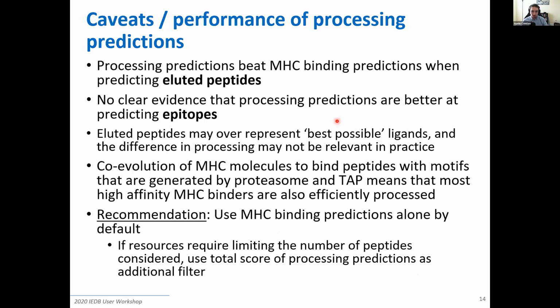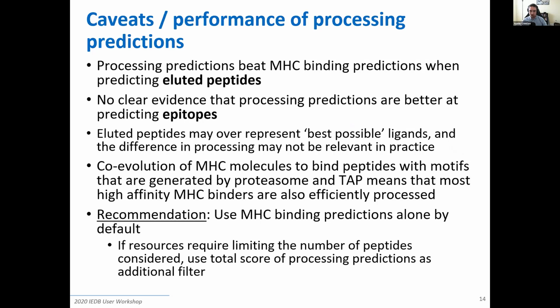And so just to talk about the performance of these predictions and why we recommend that you use NetMHCpan instead, when we test these scores, the processing predictions beat MHC binding predictions, but only when we're talking about predicting eluted peptides. What we don't have is any evidence that the processing predictions are better when you want to actually predict T-cell epitopes. And one of the explanations for this is that the eluted peptides tend to be the most abundant and the most efficiently processed.